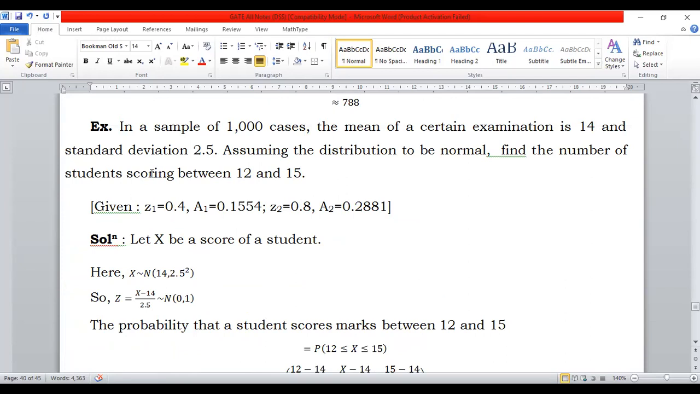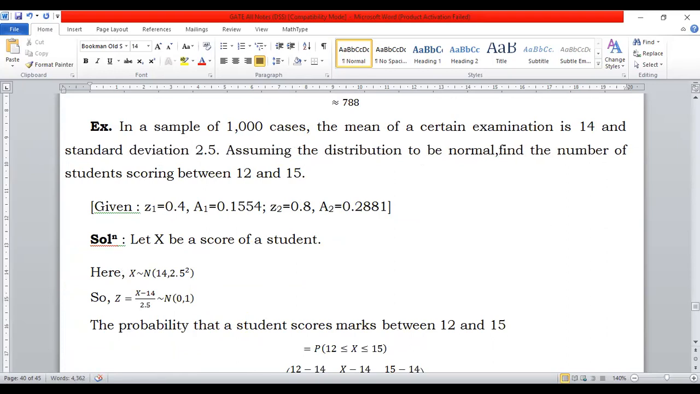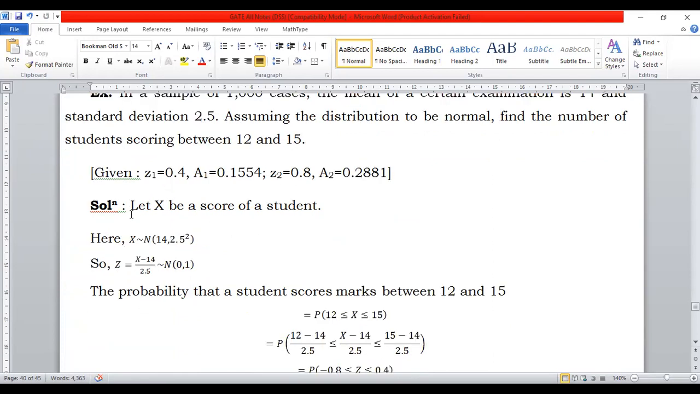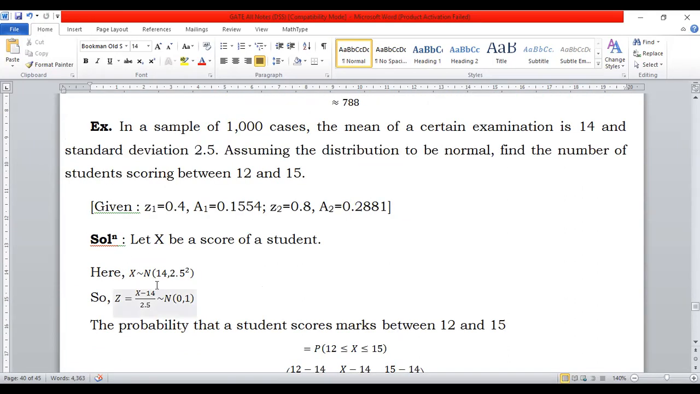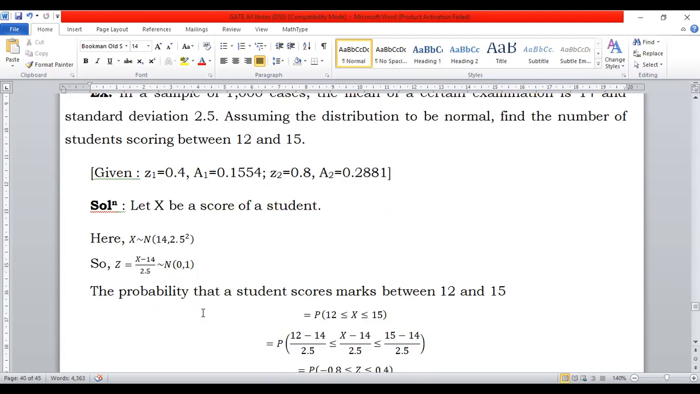Now, here, in a sample of 1000 cases, the mean of a certain examination is 14 and standard deviation 2.5. Assuming the distribution to be normal, find the number of students scoring between 12 and 15. Again, here x is the score of a student, x follows normal with mean 14 and variance 2.5 whole square. So z equal to x minus 14 upon 2.5 follows normal 0, 1.